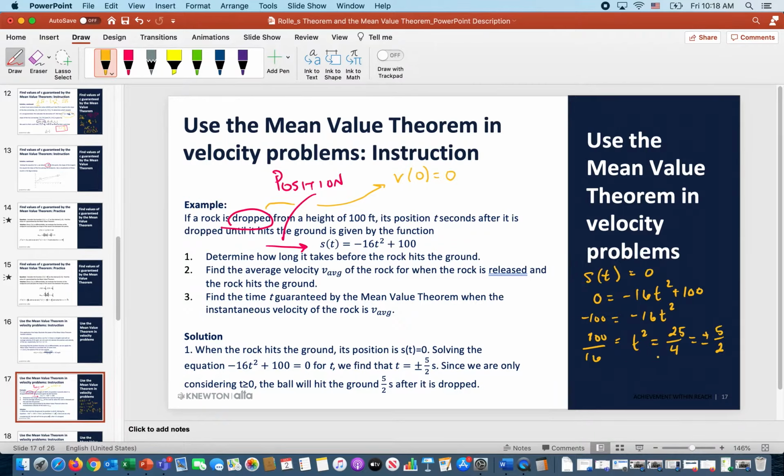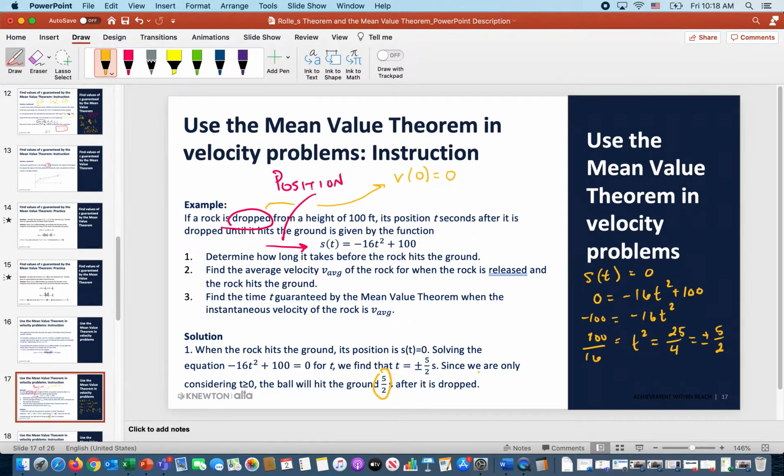I think everybody's going to be able to see that we're talking about a time value, and a negative time value really doesn't make sense. So if we were to answer the question, how long does it take before the rock hits the ground? It's 5 over 2 seconds, or 2.5 seconds.